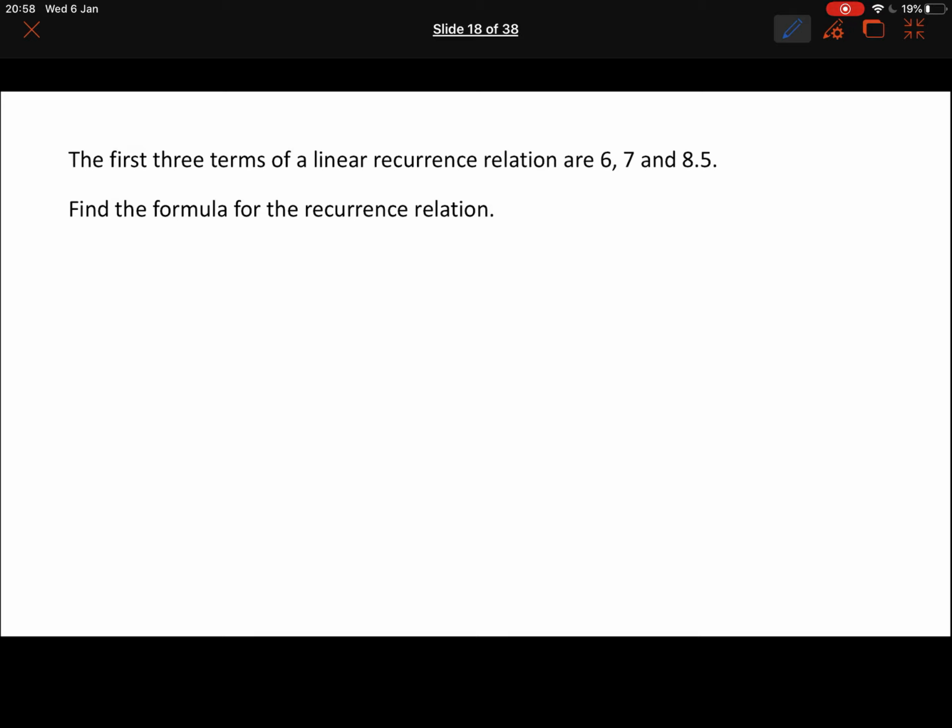So the first three terms of a linear recurrence relation are 6, 7 and 8.5. Find a formula for the recurrence relation. Again, I'm going to start off by saying that u0 is 6, u1 is 7 and u2 is 8.5. This allows us to form simultaneous equations. Writing down our recurrence relation, u(n+1) equals a·u(n) plus b, I know that u1 will have come from a times u0 plus b.